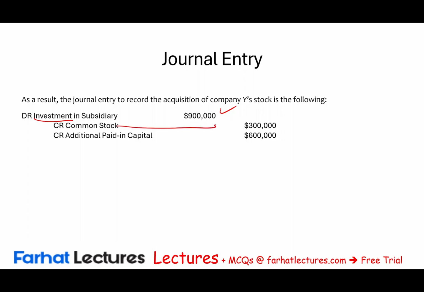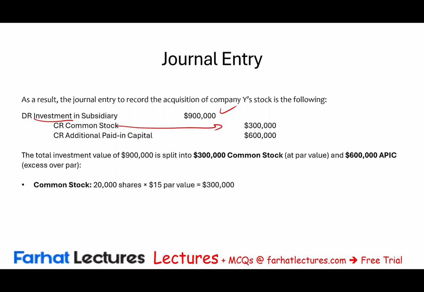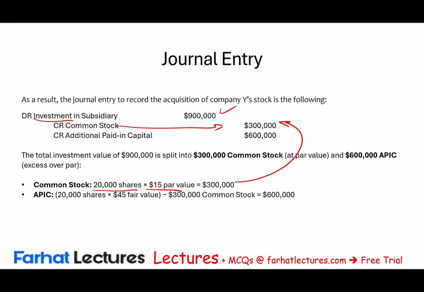We credit common stock, number of shares times the par value. This is the $300,000. And anything left, it's a plug. Additional paid-in capital is $600,000. It's called additional paid-in capital, or capital surplus, whatever you want to call it. Just know that it's the excess. Now, if this company doesn't have a par value, we debit investment and we credit common stock for $900,000 because we don't have additional paid-in capital.